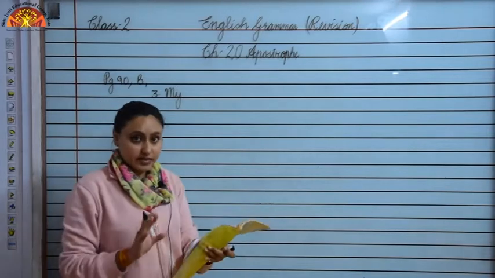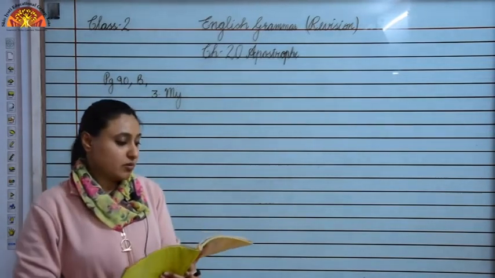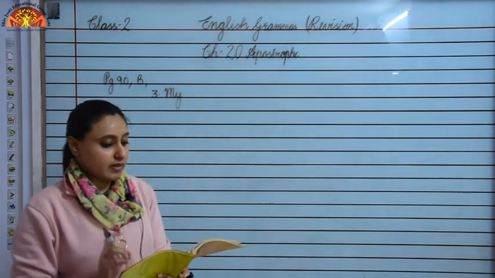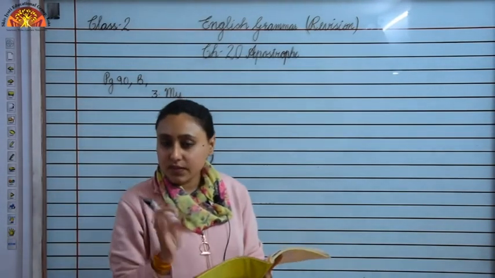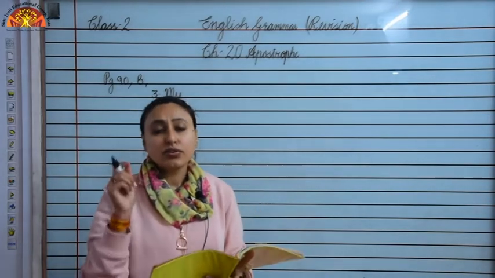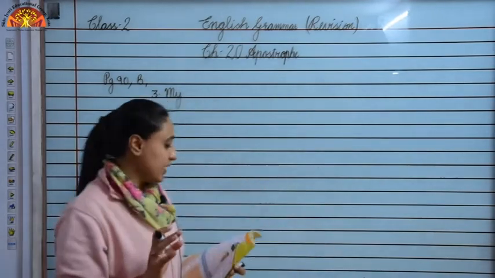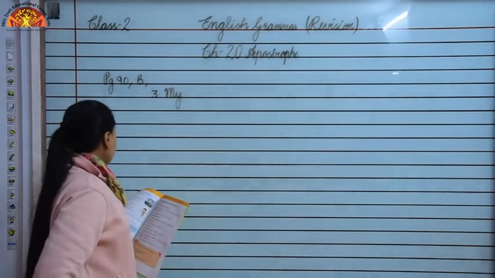So first I will read the question for you. Question B is: use apostrophe S with the nouns given in brackets to fill in the blanks. So children, some nouns are given to you in a bracket. You have to use apostrophe S with them and fill in the blanks. Okay. Look at number 3.